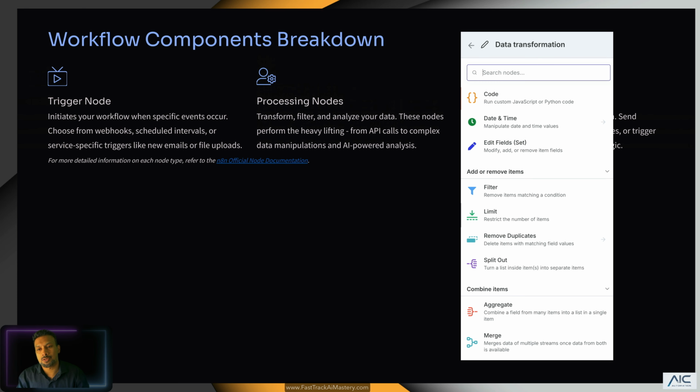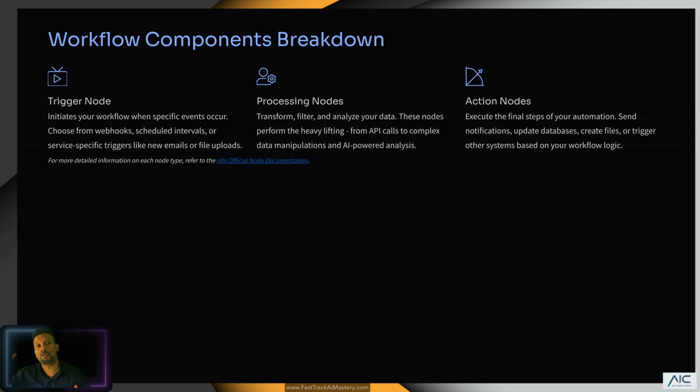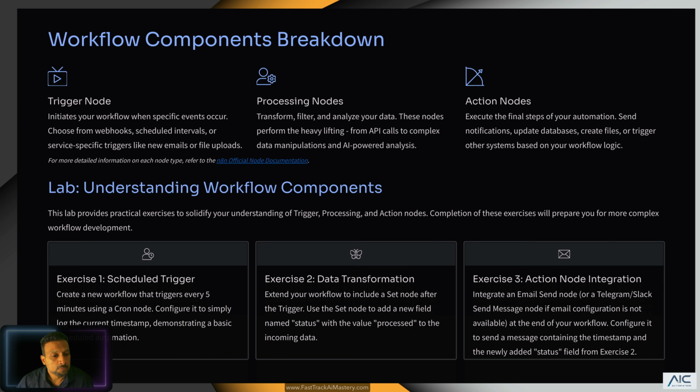Processing nodes are data processing nodes. For example, you've got a full name, but you want to break it down into first name and last name, or vice versa. You've got first name and last name, and you want to create a full name out of it by joining those two strings. Those are the processing nodes. We are going to do an exercise. The exercise will show you everything that you need to know about schedule triggers, data transformation, and action nodes.